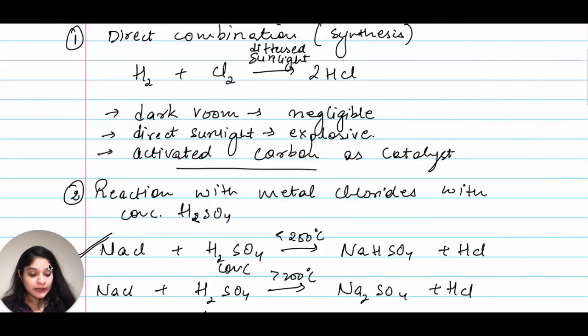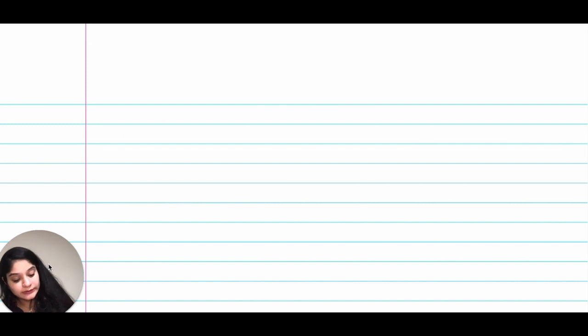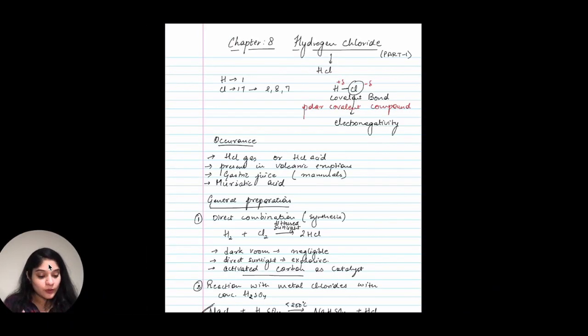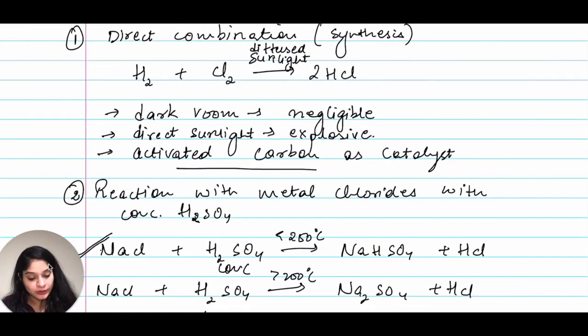Now, if you take up another example of your metals or metallic chloride, you can take CuCl2 plus H2SO4 will give you CuSO4 plus HCl. If they ask you a question in general preparation, you can use any metallic chloride and you can react with H2SO4. So you don't specifically have to learn these equations. Okay, the important equation that you do have to learn is this one. These two equations are important.